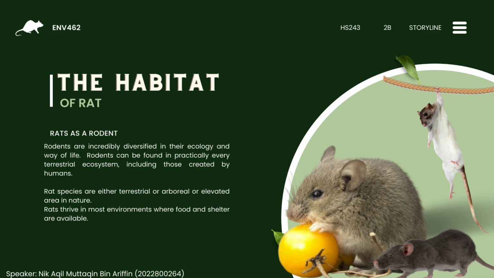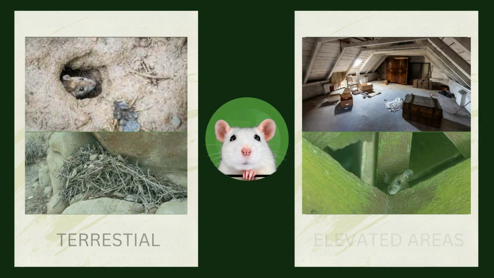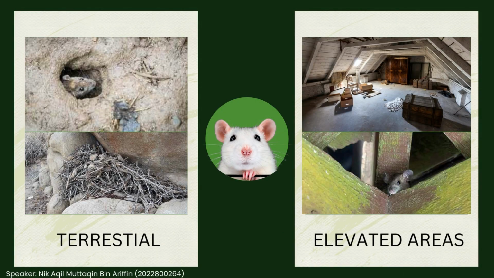In this section, we will discover the capability of a rat to find and create a home as their habitat. Rats also thrive in most environments where food and shelter are available. In this storyline also, the main character will show its habitats that are mainly split into two types. The first one is terrestrial, which are most commonly burrows. They build their nests in various clumps of vegetation. The next one is elevated areas inside a building or commonly a human home. They usually can be found on roofs or rafters.